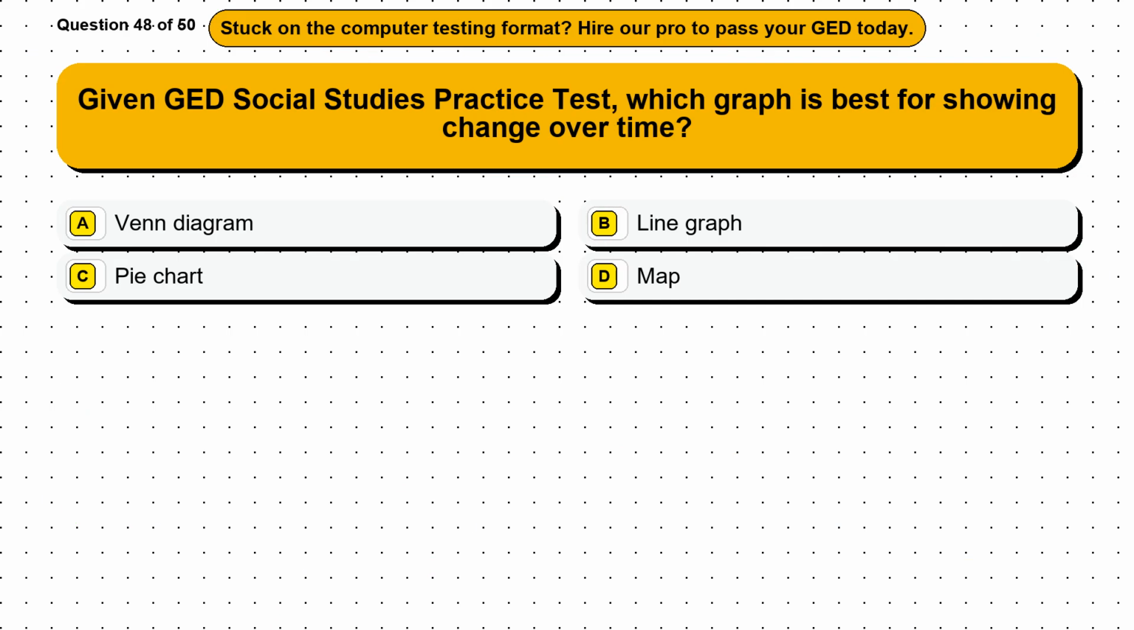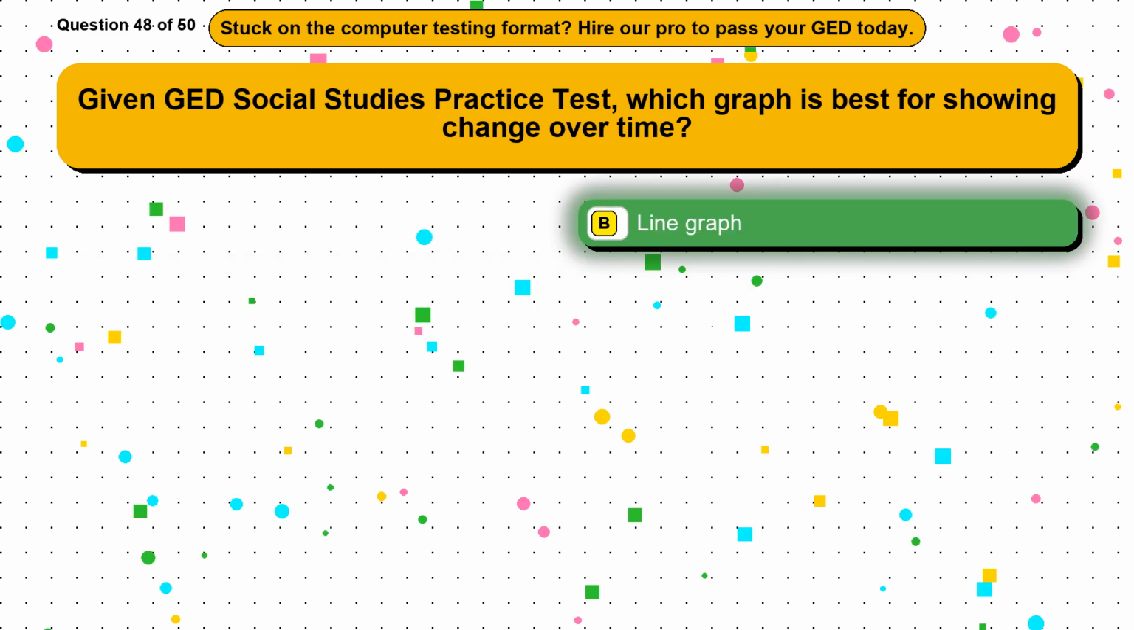Question 48. Given GED Social Studies practice test, which graph is best for showing change over time? Option A Venn diagram. Option B line graph. Option C pie chart. Option D map. The correct answer is option B.